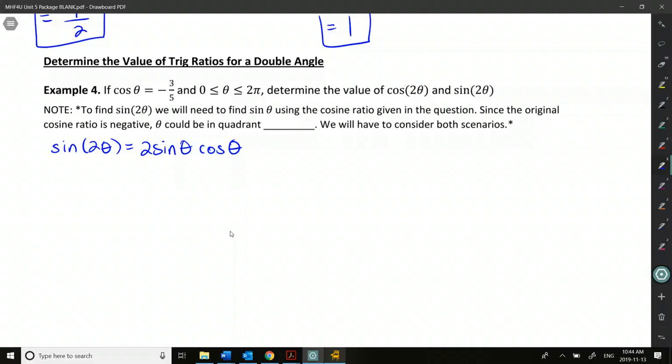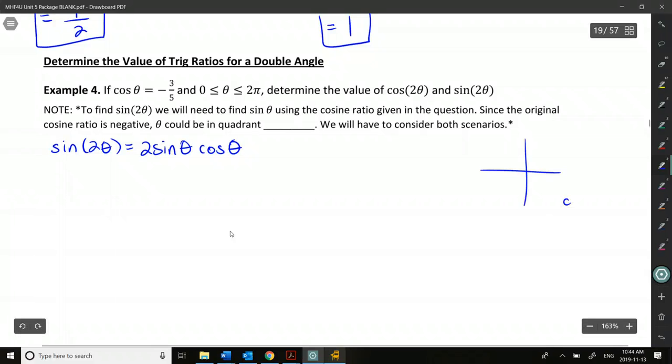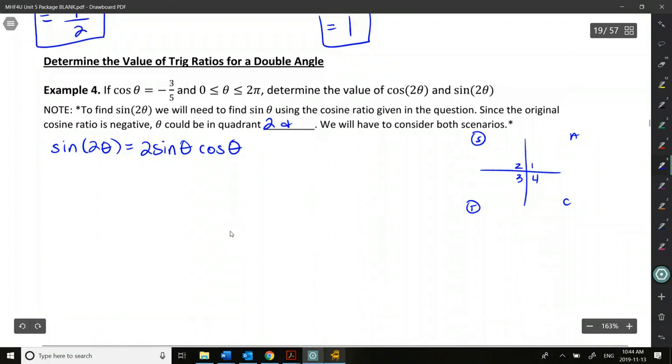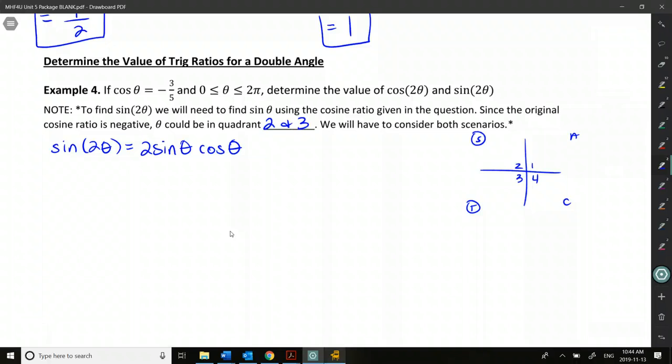Since the original cosine is negative, we need to consider both quadrants that our answer could possibly be in. So if cosine is negative, what are our options for the quadrants that that could be in? The left 2 quadrants. Yes. Could be in tan or sine. Does anyone know what numbers those quadrants are? Oh, yeah. 2 and 3.